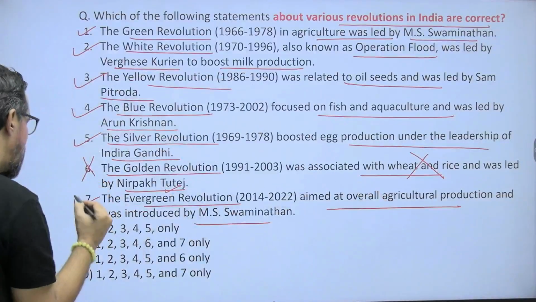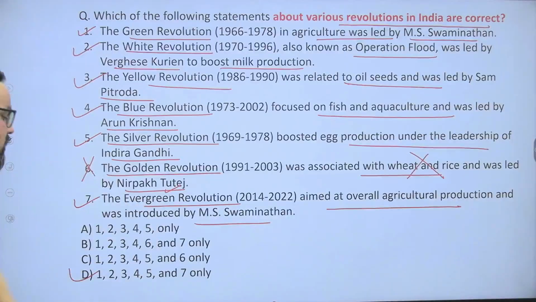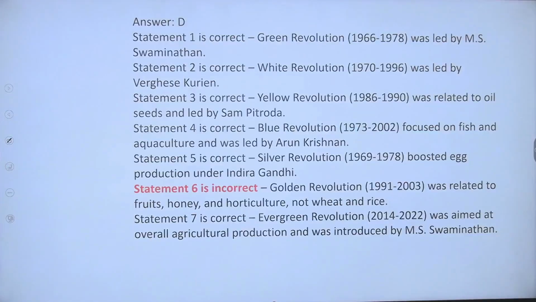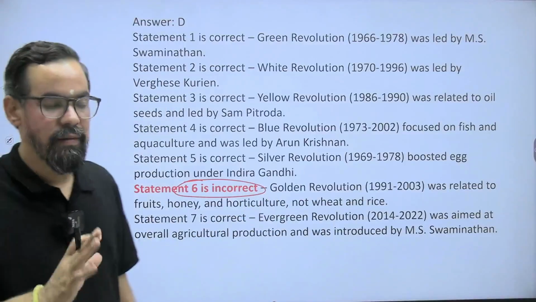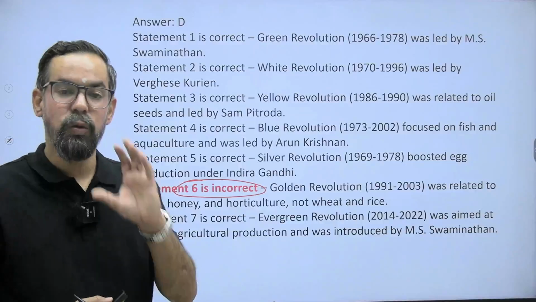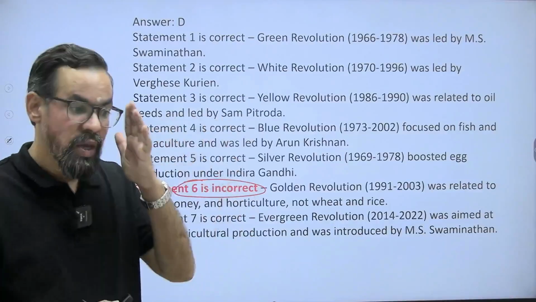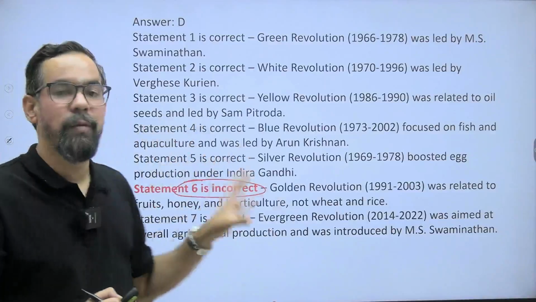So 1, 2, 3, 4, 5, and 7. That means option D will be the right answer for this one. Only one statement was incorrect. Okay? And I can assure you, they will not give you this many statements. They'll give you 2 or 3 or 3 or 4. Okay? And at maximum, they'll go for 1 mark only, right? But you have to prepare this way.